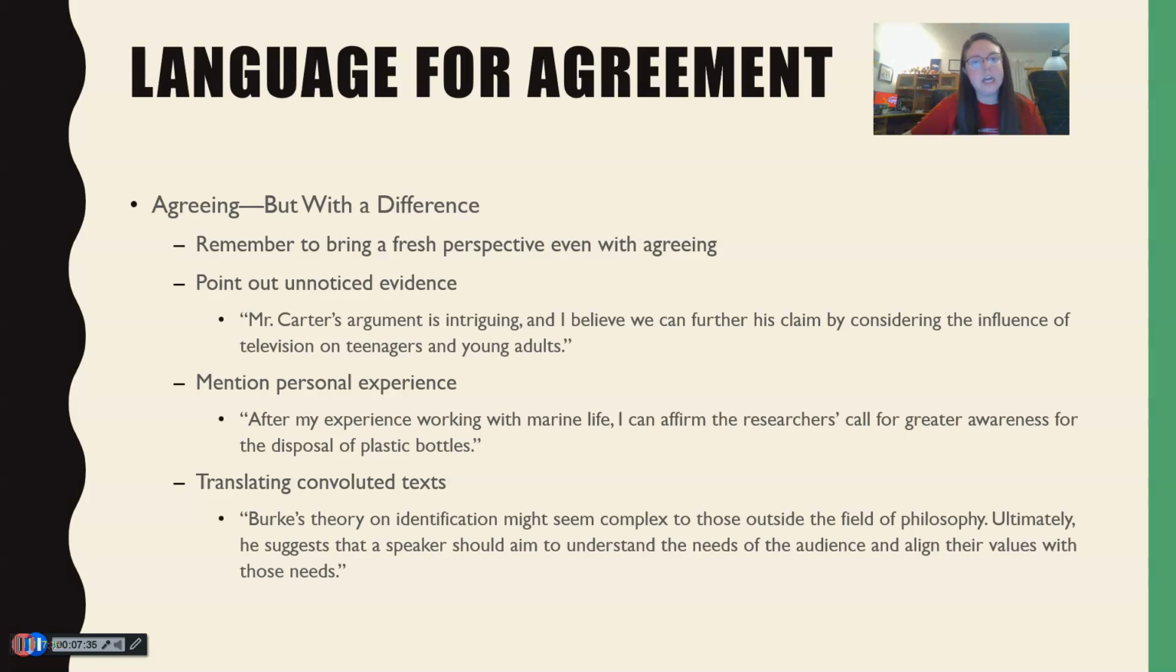So Burke's theory on identification might seem complex to those outside of the field of philosophy. Ultimately, he suggests that a speaker should aim to understand the needs of the audience and align their values with those needs. So maybe they say, yeah, I totally agree with Burke, but if you are not in philosophy, it is incredibly difficult to understand what the dude is saying. So here is how and why I agree with Burke, and also here is another way that we can approach his idea.